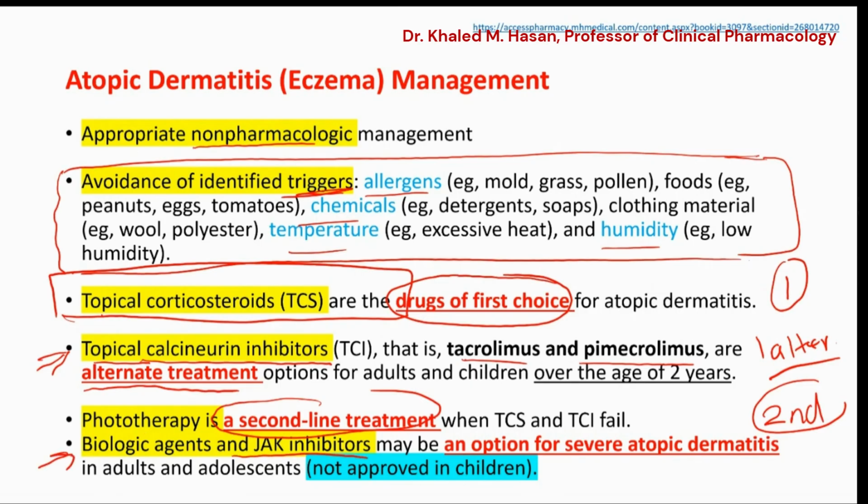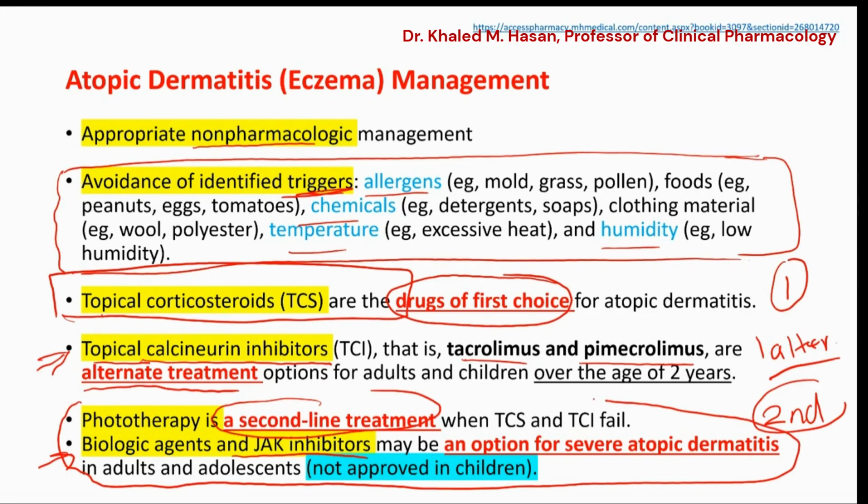So we have three approaches now. Number one, corticosteroid, the drug of choice. Alternative to number one, topical calcineurin inhibitor. The second approach will be phototherapy or biological agent or JAK inhibitor. So we have three options for the second one. This is important for us: three approaches, three options to treat atopic dermatitis.